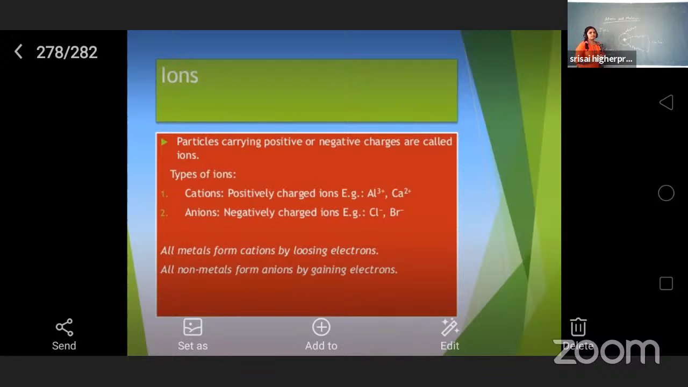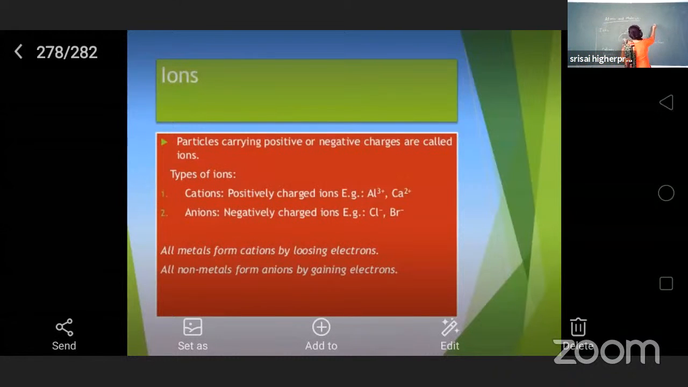Here all metals form cations, meaning positively charged ions. Metals means sodium, calcium, zinc, iron, silver, gold. These are all metals. They form cations, meaning positively charged ions. And non-metals, like hydrogen and oxygen, form negative ions. These form anions by gaining electrons.